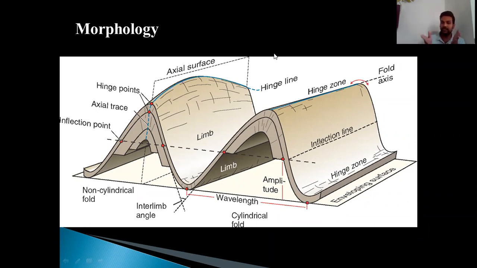The plane which divides the fold can be referred to as the axial plane or axial surface. The line of intersection of the axial surface or axial plane with the fold is called the fold axis. On the basis of this fold axis, we can classify the folds into multiple divisions, and we can also measure the plunge of the fold with respect to the horizontal surface. So this was all about the basics of the morphology of the fold. Let us see some examples of folds in the field.